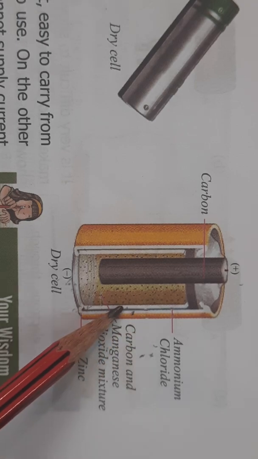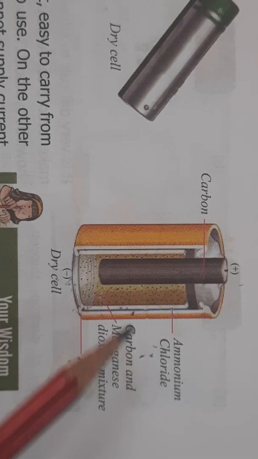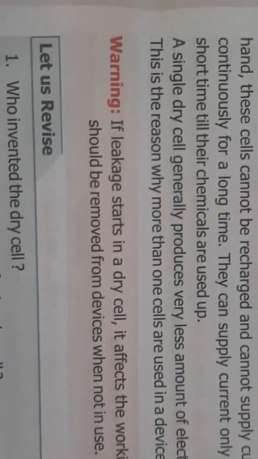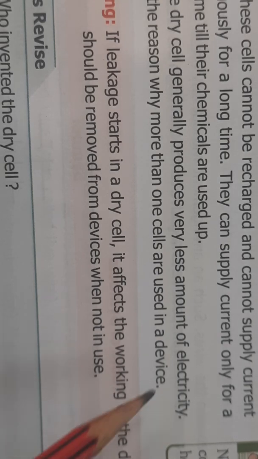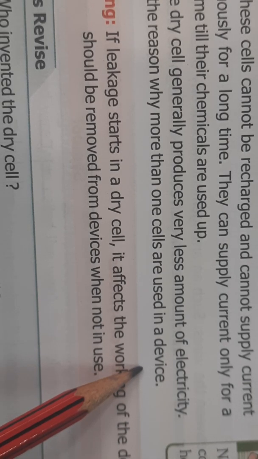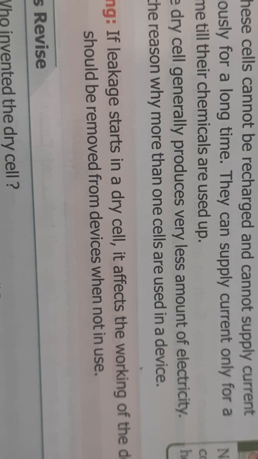So a cell produces very less amount of electricity. That is the reason why more than one cells are used. We use more than one cells, because it is a very small source of electricity.